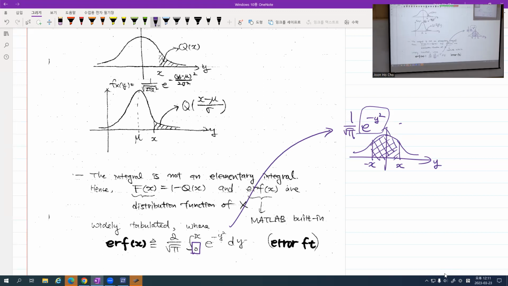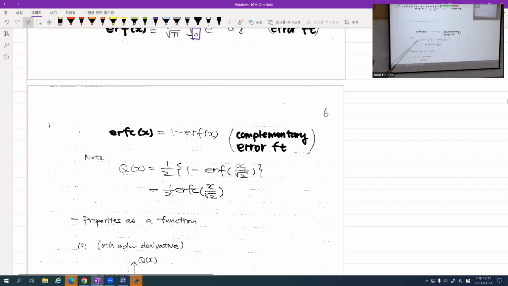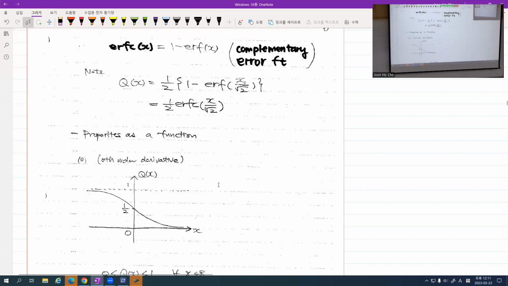And by the way, for the error function of x, there is a so-called associated complementary error function. That is called the error function complement, and it is simply 1 minus the error function. Now, let's relate the Q function and the error function. And this is the result. The Q function is simply 1/2 times the complementary error function of x divided by square root 2.